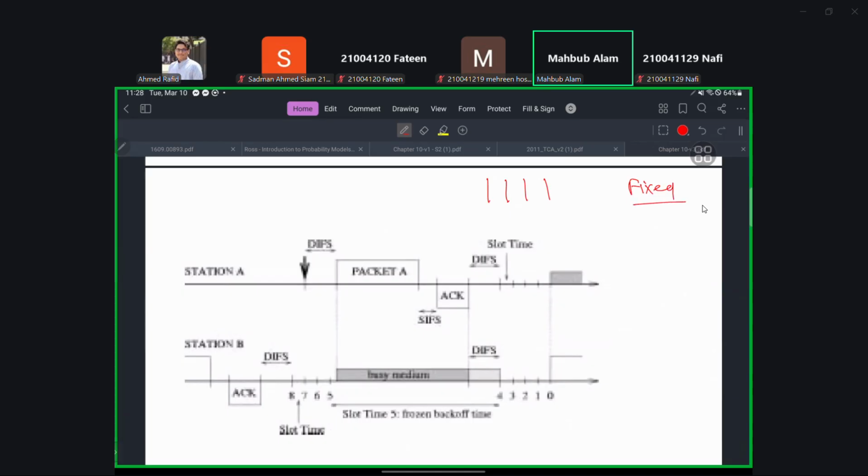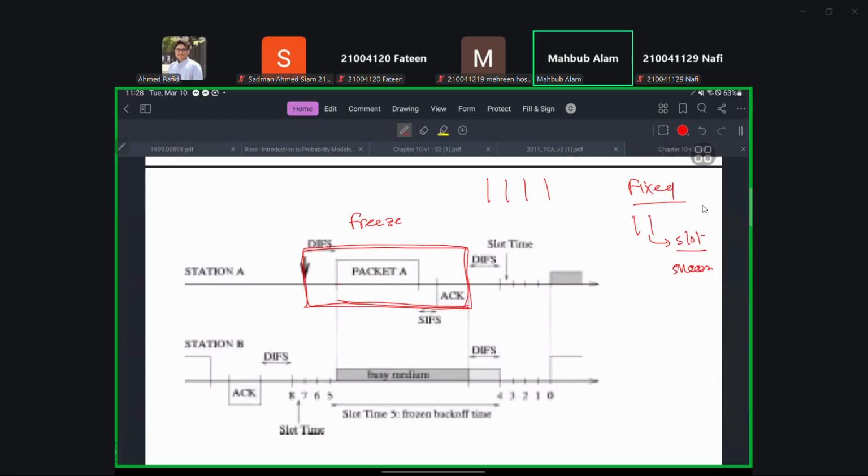A slot time can be of three types. One is the real slot, where the channel remains idle. The second one is a successful transmission time, the packet transmission and the DIFS. During this period, all other stations freeze their backoff process.